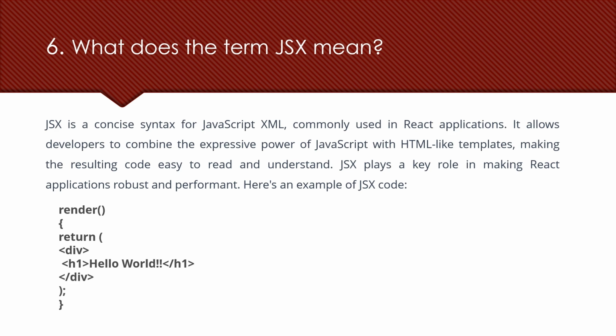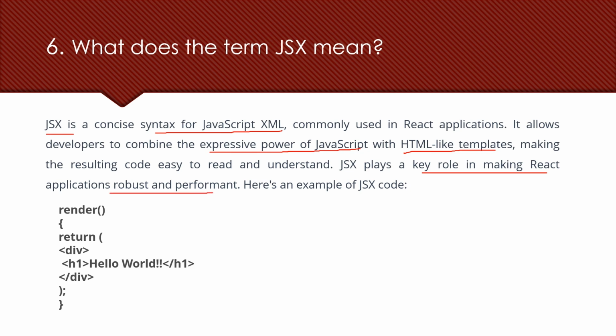The next question is, what does the term JSX mean? So JSX is a concise syntax for JavaScript XML. It is a combination of JavaScript and XML commonly used in React applications. This allows developers to combine the expressive power of JavaScript with HTML-like templates, making the resulting code easy to read and understand. JSX plays a key role in making React applications robust and performant.